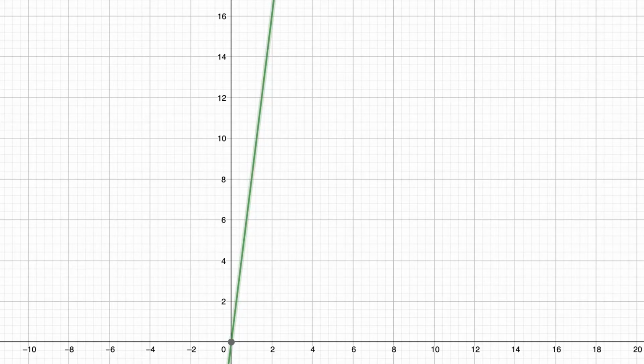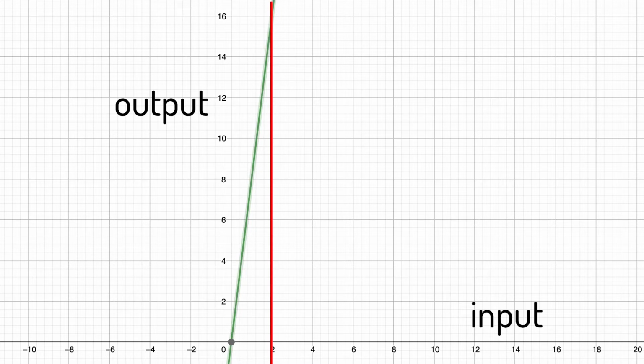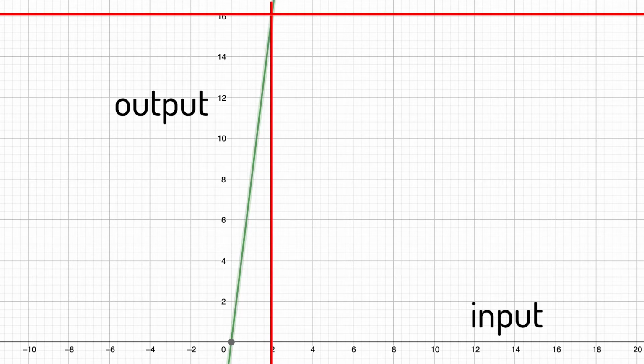Another really useful thing that we can do with functions is graph them. We do this by putting our input variable on the x-axis and our output variable on the y-axis. We can use the graph to do many things with the function, but one really important thing we can do is evaluate the function using the graph. To find out how much milk 2 cows produce in a day, I can find 2 on the x-axis and see how high that point is on the y-axis. The y value of the graph when x equals 2 is 16, so that's how many gallons of milk 2 cows produce in a day.